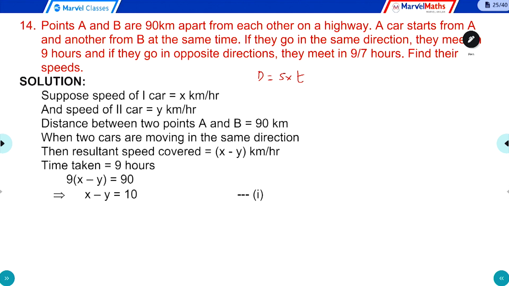The given question is: points A and B are 90 kilometers apart from each other on a highway. A car starts from A and another car starts at B at the same time. If they go in the same direction, they meet in 9 hours. And if they go in opposite directions, they meet in 9 by 7 hours. Find the speed of both the cars.